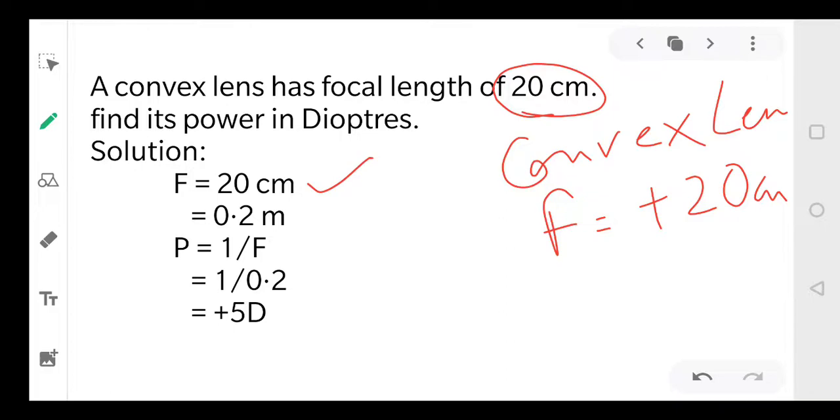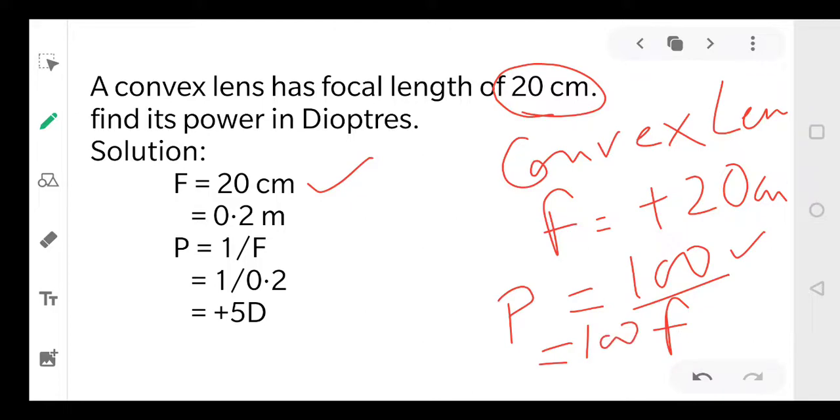ठीक है? So your P will be equal to 100 upon f. You remember I told you 100. Why are we using 100? Because हमारी जो focal length है वो सेंटीमीटर में है. So हम P is equal to 100 upon f यूज करेंगे. That is equal to 100 upon 20, which is equal to 5. So 5 diopter. Okay, dear students?